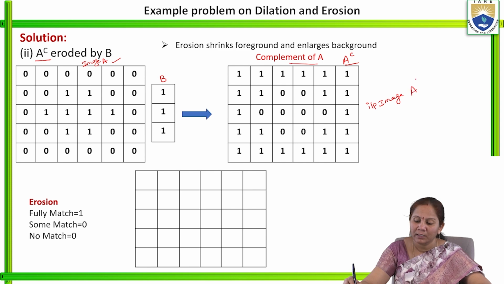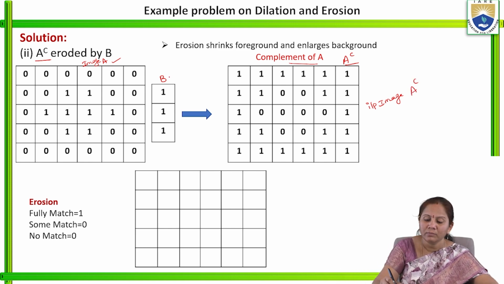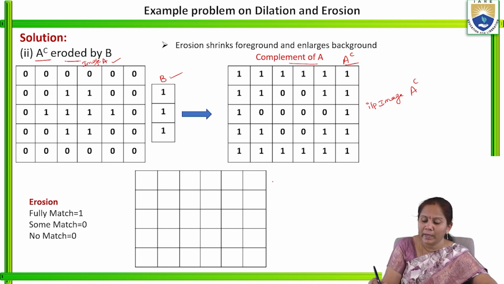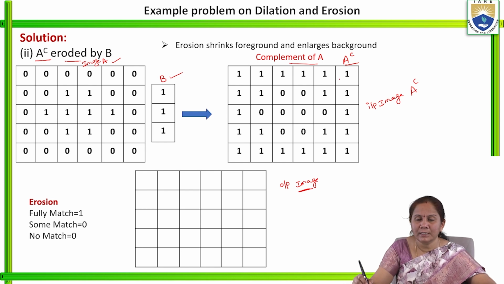Now considering this as the input image, which is A complement, perform the erosion operation with this B, and then we have to see how the output image looks. So now let us consider this and place the structuring element on each pixel value in order to find the new pixel value.